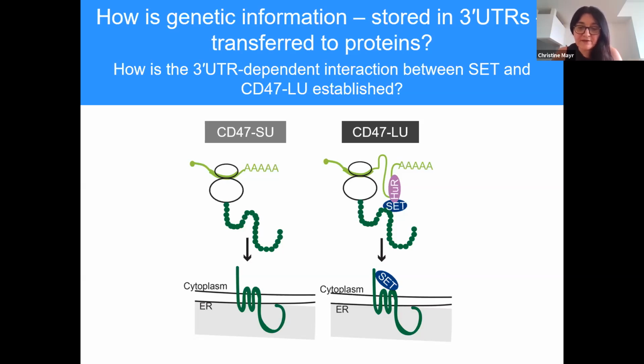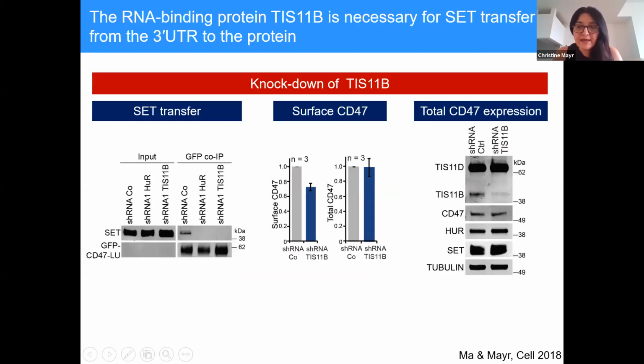We wanted to find this second RNA binding protein. We did two screens, and in the end we identified an RNA binding protein called TIS11B. When we knock it down, we lose SET binding to CD47. You see that when we knock down UR, we lose binding of SET to CD47, but also when we knock down TIS11B. This told us that TIS11B is required for SET transfer to the CD47 protein.